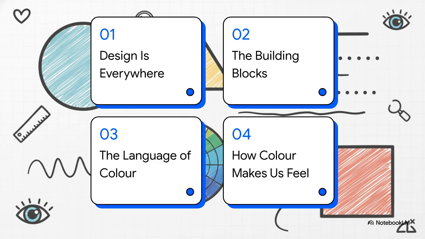So here's the game plan for today. We'll start by seeing how design is literally all around us. Then we'll break it down into its most basic building blocks. After that, we'll dive into the language of color. And finally, we'll look at the fascinating ways color can actually affect our emotions.